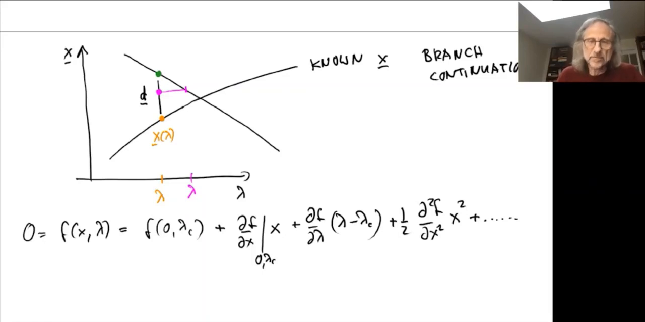This also has the following advantage. What you really don't want to have happen is that you make a prediction here, which you then correct by going over here, say, but the correction just gets you back to the same branch. So if you insist that the distance between the unknown solution and the known solution is the same as your initial distance that you picked, then you can't go back to the original branch because you have a fixed distance.